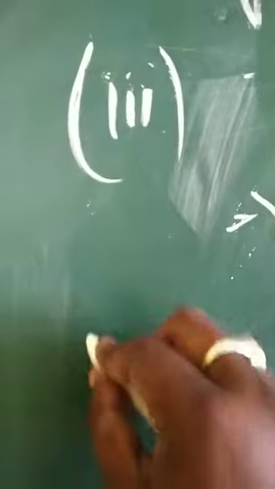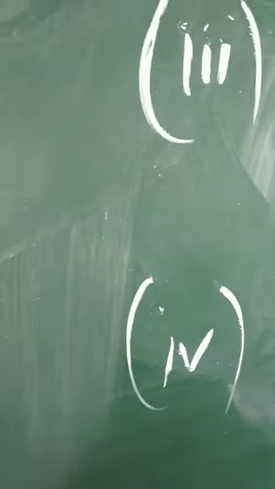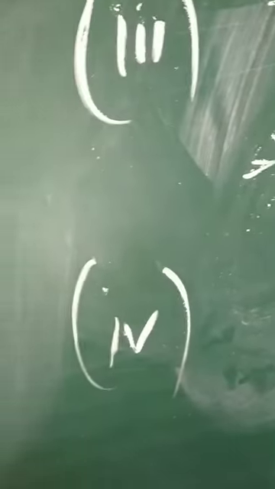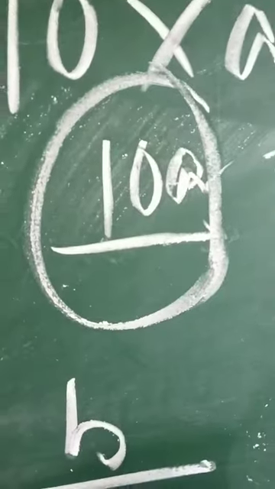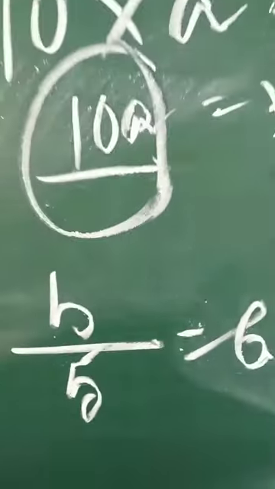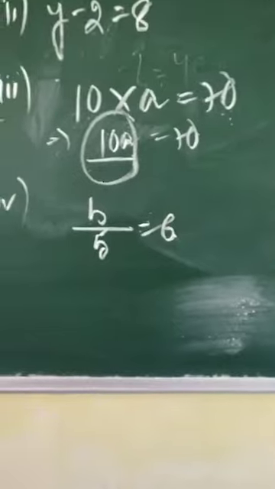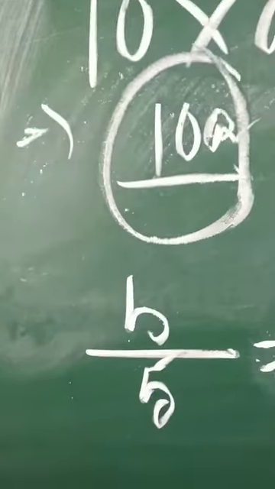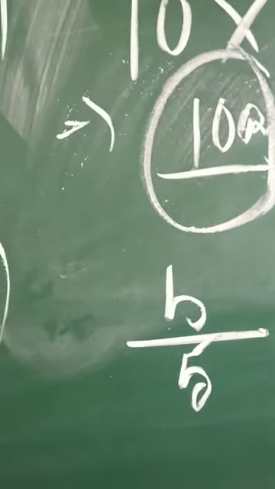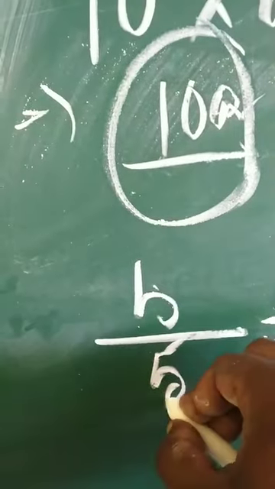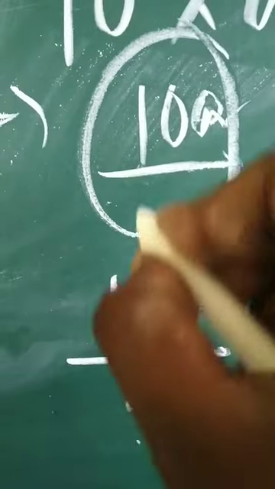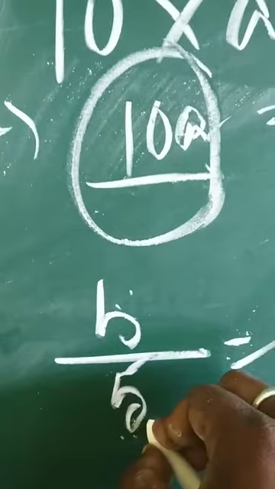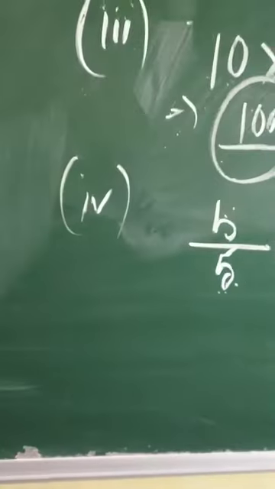Same way, children, question number 4 is, the number b divided by 5 gives 6. So I'll have to write b by 5 is equal to 6. Children, one thing we need to understand is that b by 5 and 5 by b are not mathematically the same. They are different, and give different answers. So b is divided by 5, resulting in 6.